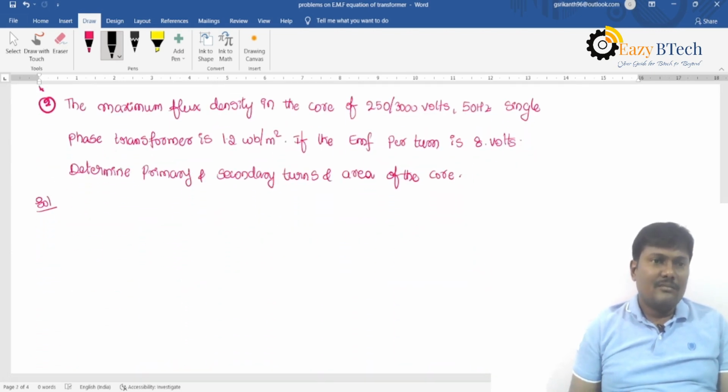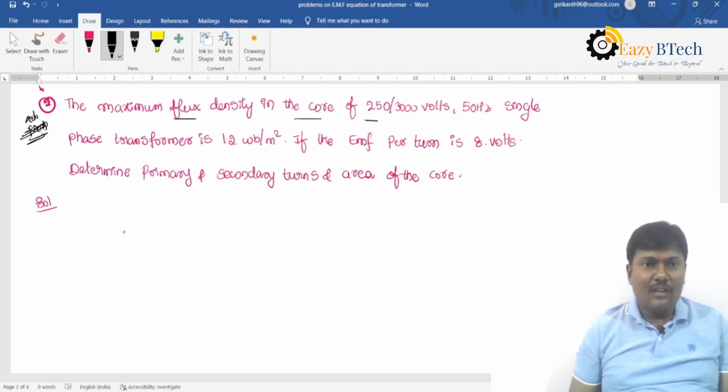Coming to the second problem, this problem is repeated so many times, and it is also very important from an exam point of view. The maximum flux density in the core of a 250 by 3000 volts, 50 Hz single phase transformer is Bmax equal to 1.2 Weber per meter square. Here, 250 is the low voltage and 3000 is the high voltage winding, and the frequency is 50 Hz.